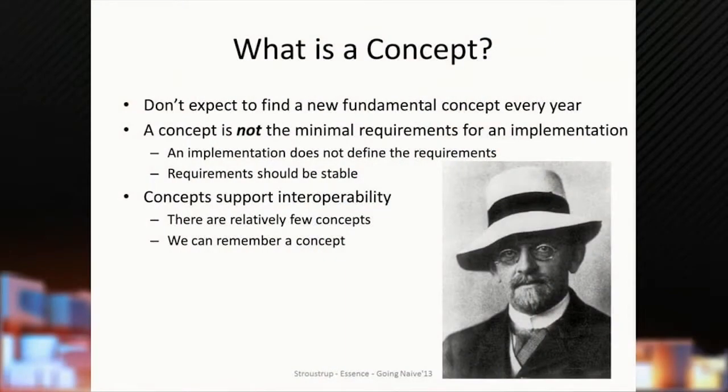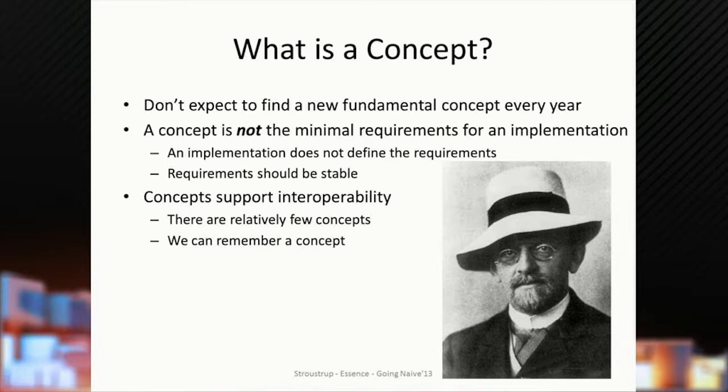And we've always had concepts. Notice that C had concepts: integral, arithmetic. They are just words in the standard, just like in C++, forward iterator and predicate are just words in the standard. We want to make them into something real, into code. So basically, we're looking for something fundamental. Don't expect to find something fundamental every year. Once we've got a body of concepts to describe things, I don't expect to find one every year.